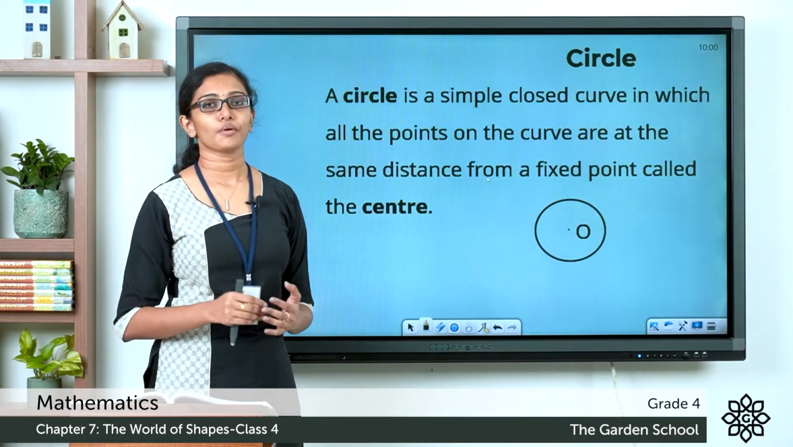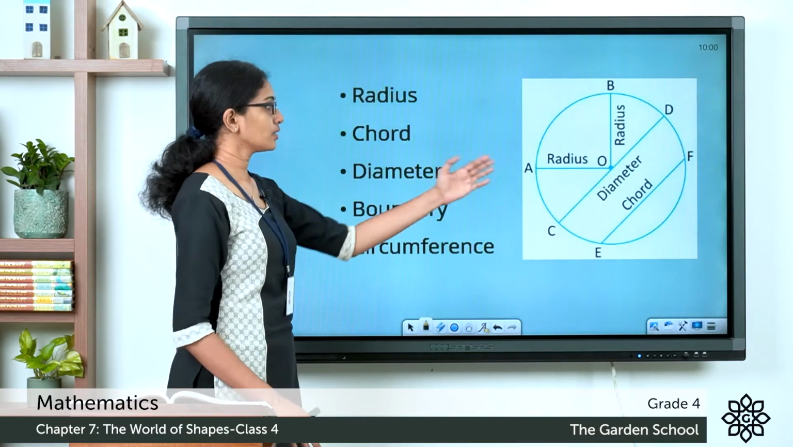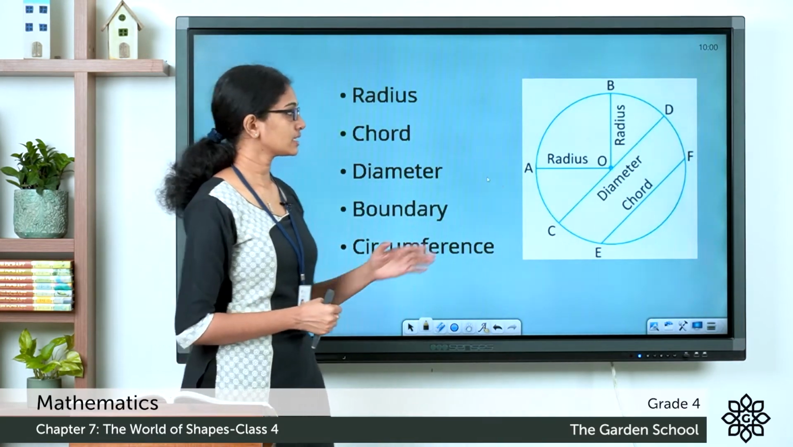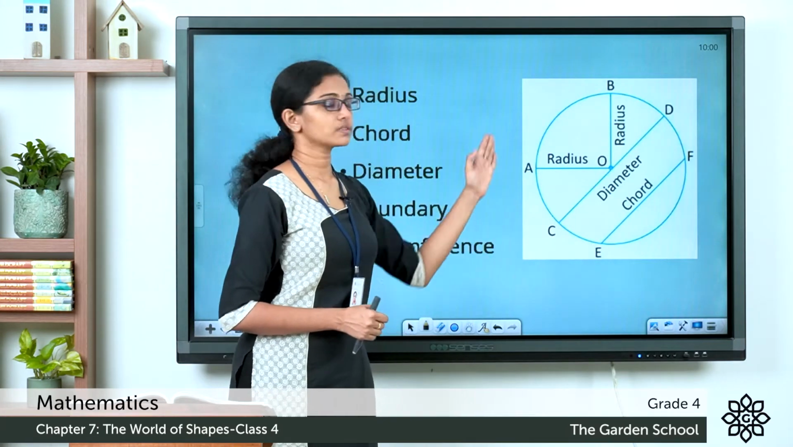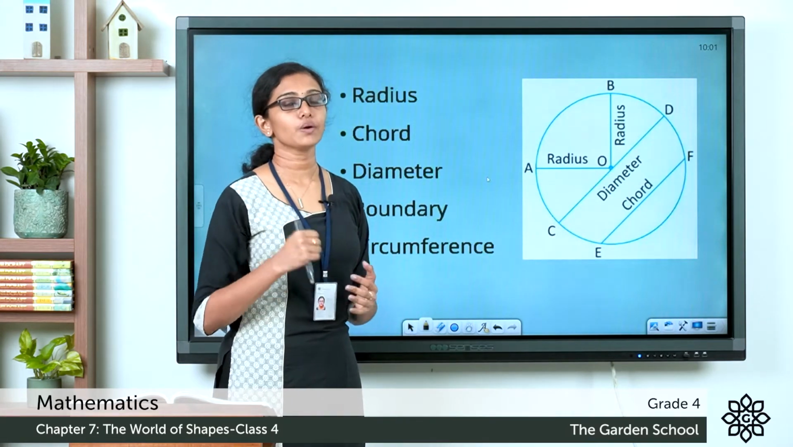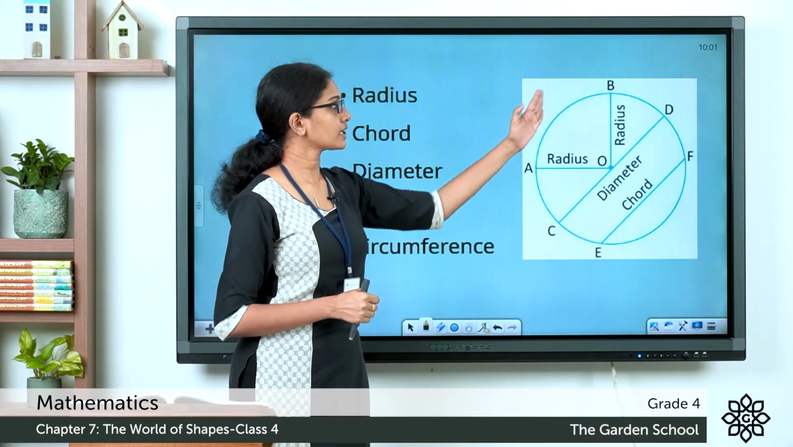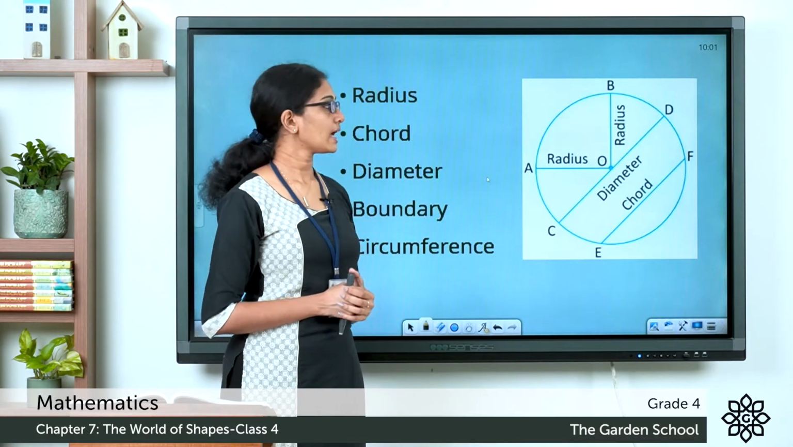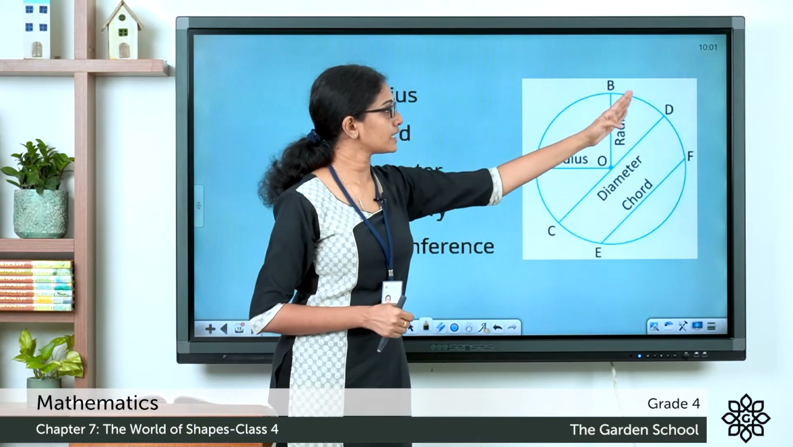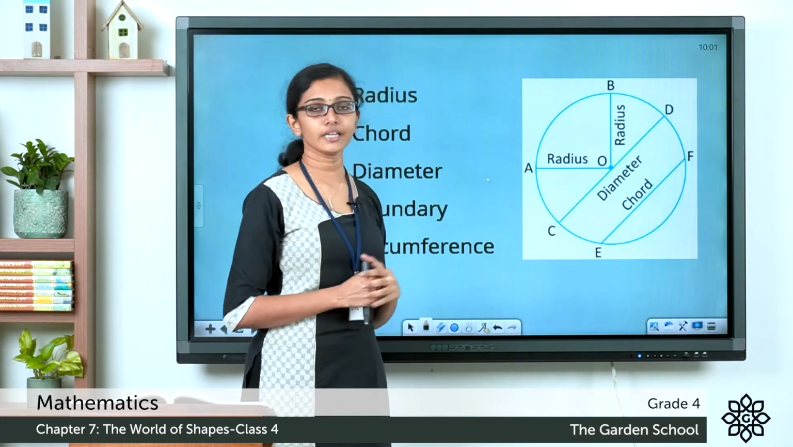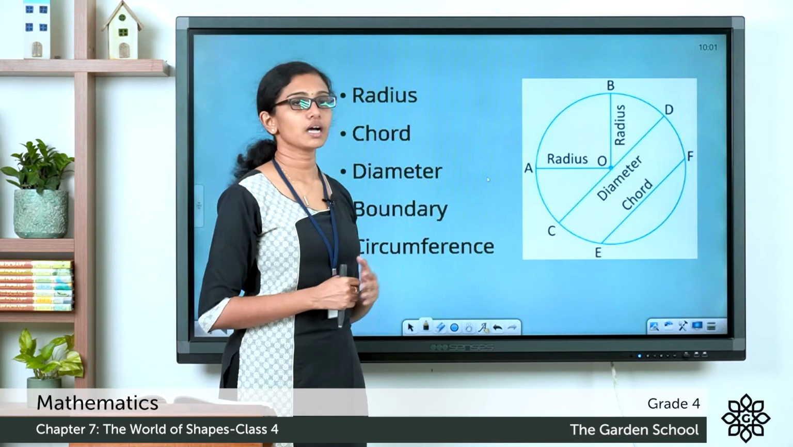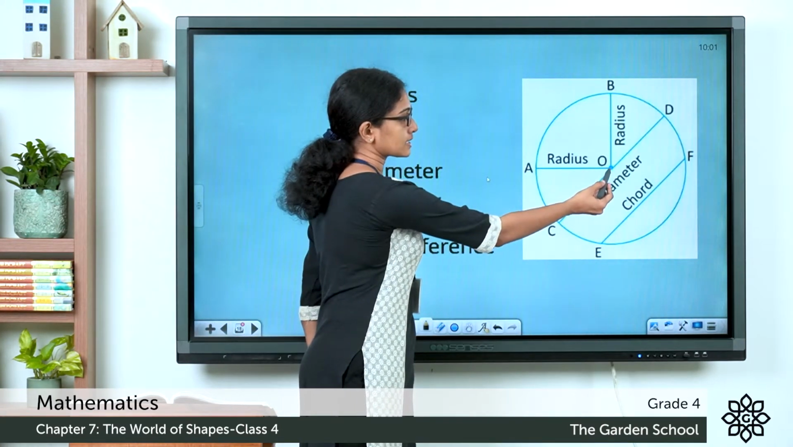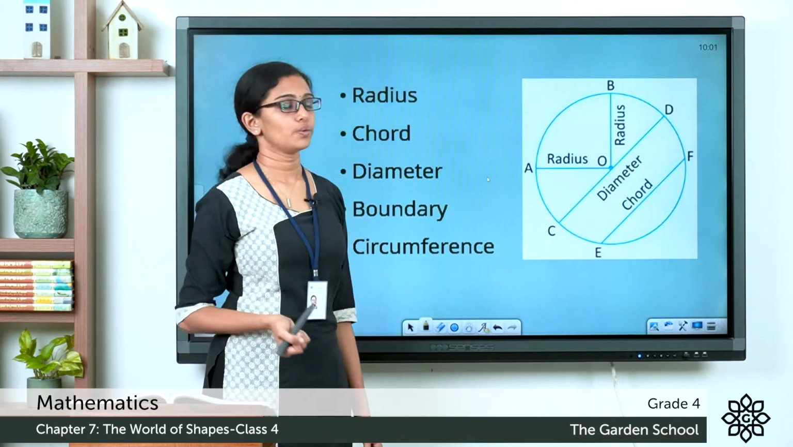Now let's learn more about circles. You see a figure here. You have a circle here and the outline of the circle. It is called the boundary of the circle, and you can mark infinite number of points on the boundary of a circle. And you see the points A, B, D, F, E and C. All these points are on the boundary of the circle. Here you can see the center of the circle O.